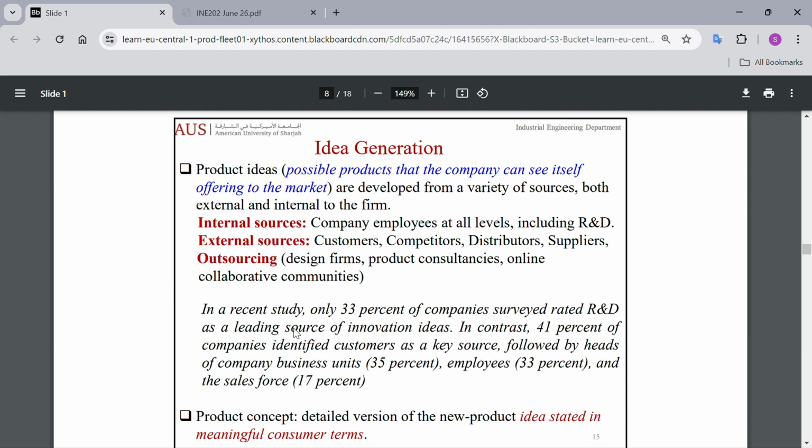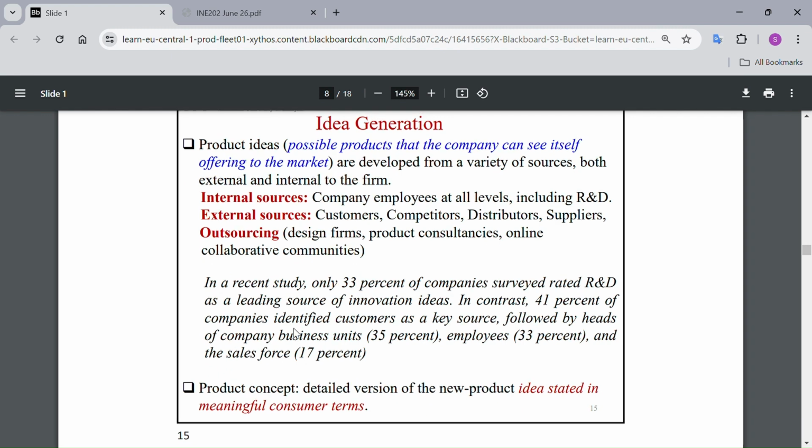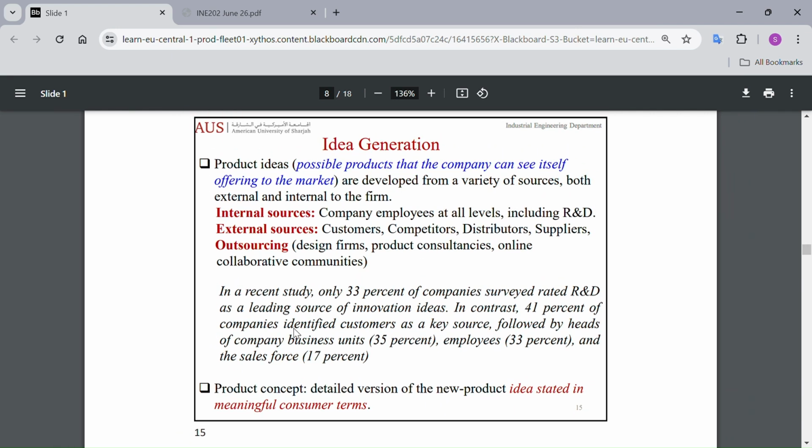Now we have idea generation. Product ideas, which are possible products that the company can see itself offering to the market, are developed from a variety of sources, both external and internal to the firm. Products can come from internal sources, external sources, and outsourcing.